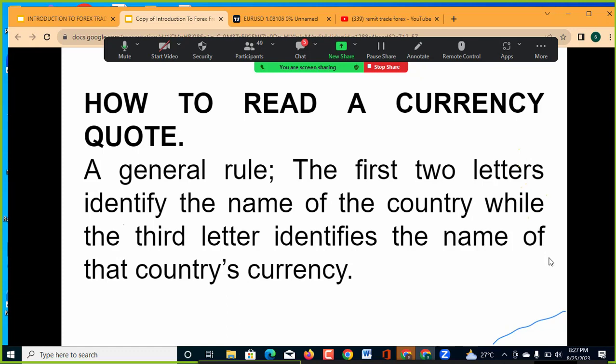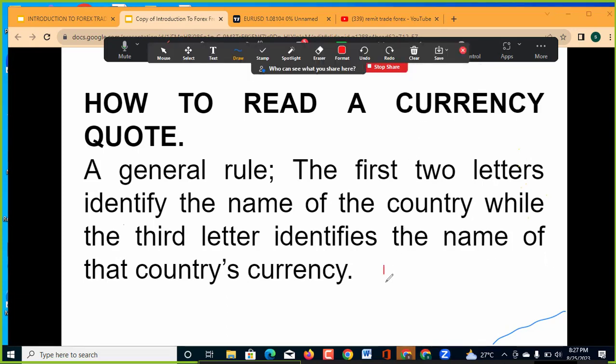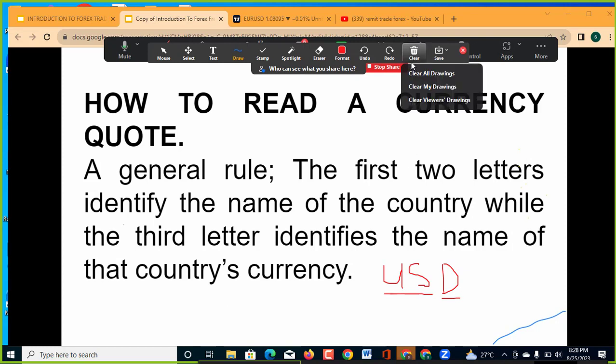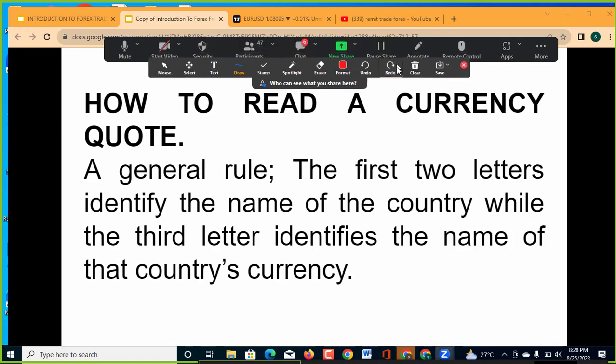Let's say, for example, you have USD. The first two letters is the country, which is United States, while the D here is the name of the currency, which is the dollars. So that is how you read a currency quote. It's very simple as that. So this is US for the United States, and D is the dollar. So we call it the US dollars. That is how you read a currency quote in the Forex market.